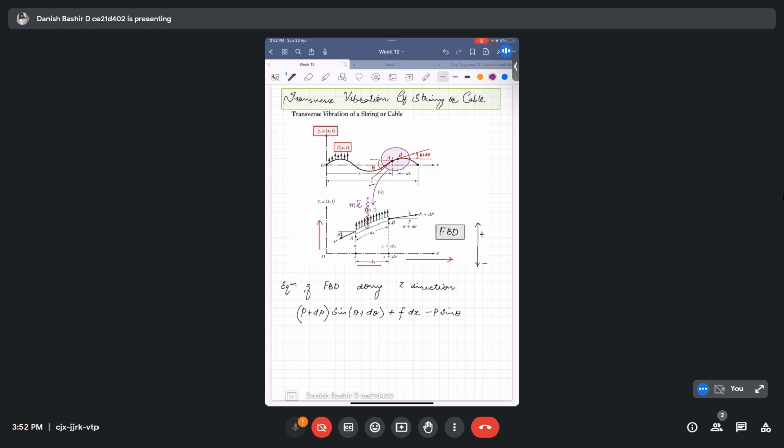So the linear mass density is rho. Here it has a linear mass density rho. You don't consider it as the volumetric density. This is linear mass density. So in place of m, we will write rho dx.